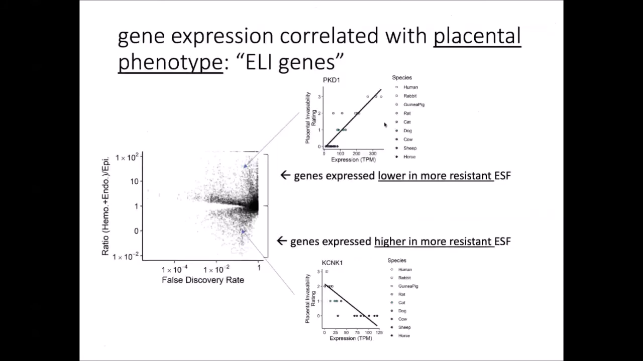So one observation that you can make is if you look into the gene expression of hemochorial and endotheliochorial species compared to the epitheliochorial. Up here are the genes that have a lower expression in the more resistant ESFs, and down here the genes expressed higher in more resistant endometrial stromal fibroblasts. And what we see is that there are many more genes that are less expressed in species that are less invasible.